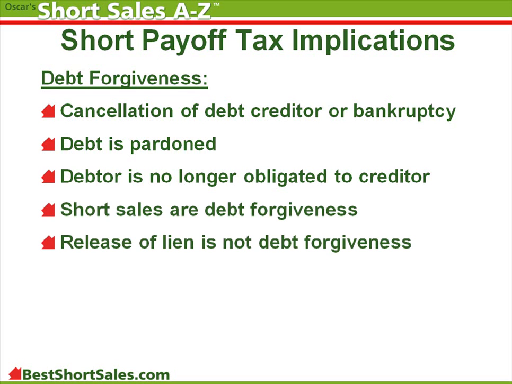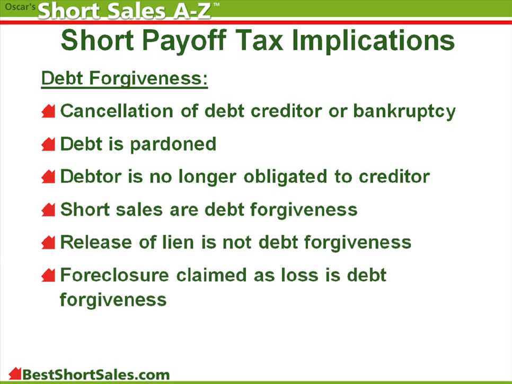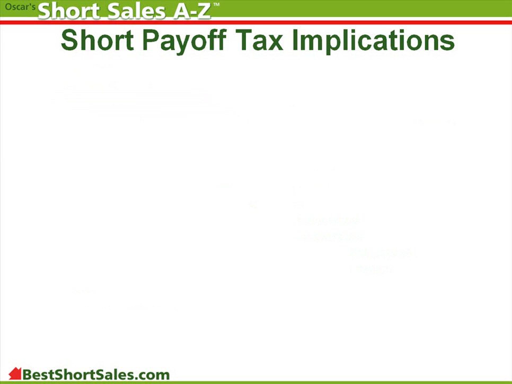Release of liens are not debt forgiveness because the homeowner still owes. Foreclosure sale debt payment shortfalls claimed by the creditor as loss for tax write-off purposes are debt forgiveness. This is because the homeowner no longer owes. To understand how taxation works, it is important to know what is a taxable event.